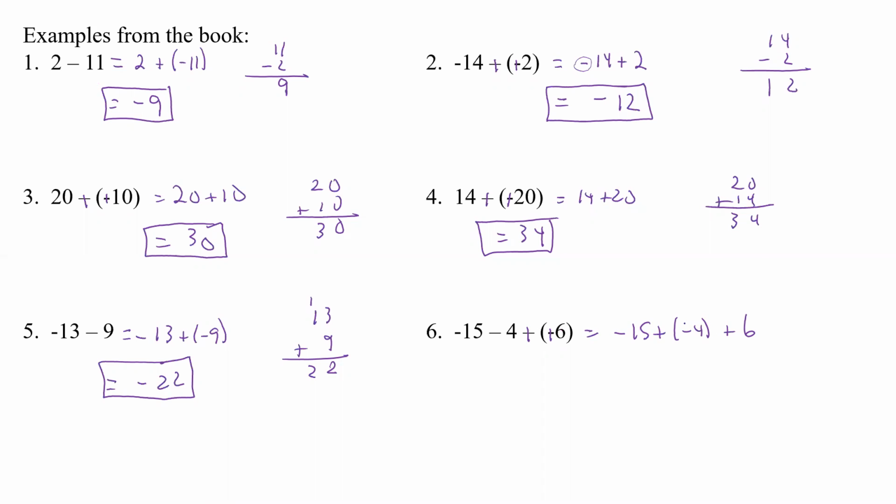Now here we have two like signs. So we can take 15 plus 4. Well, that's 19. But our sign is negative, so it's a negative 19. And then plus 6. Well, now we have opposite signs, so that means we're going to subtract. So we take the larger, which is 19, subtract off the smaller, which is 6. 9 minus 6 is 3. 1 minus 0 is 1. And so we get 13. But the larger number was negative. So it's actually a negative 13. Okay.